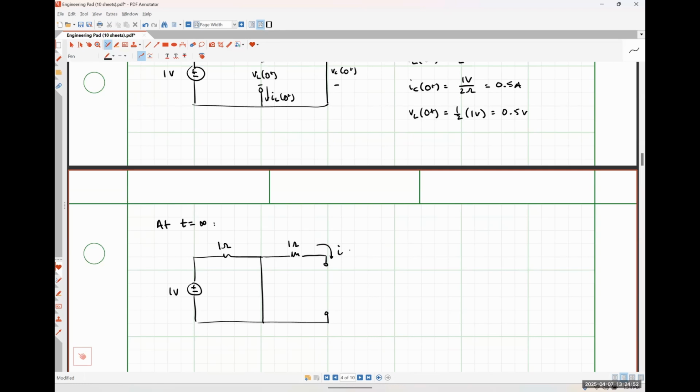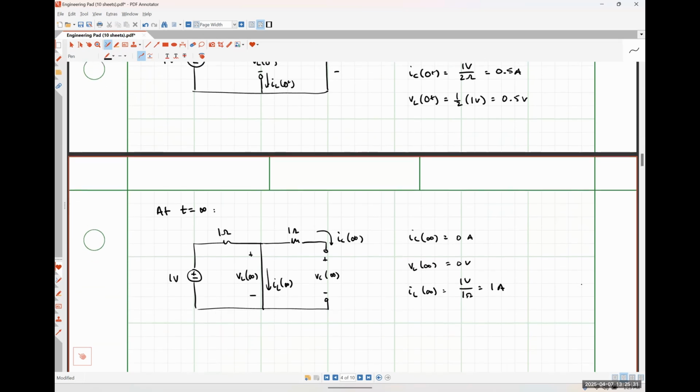So here's IC at infinity, VC at infinity, VL at infinity, IL at infinity. Pretty obviously, IC at infinity is 0 amps. VL at infinity is 0 volts. I think IL at infinity is going to be 1 volt over 1 ohm, which is 1 amp.